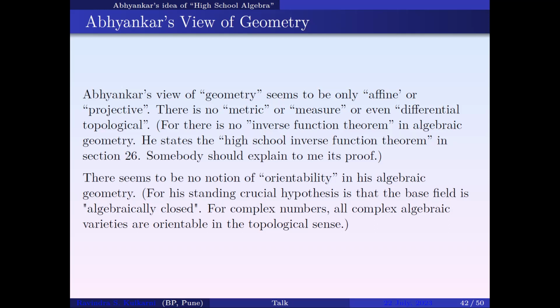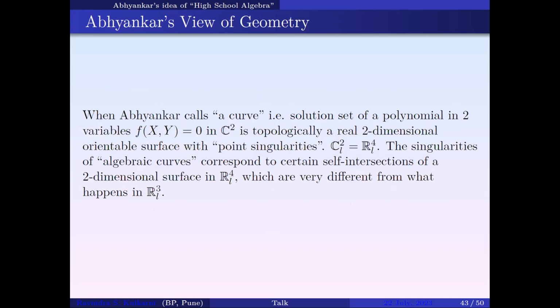Yeah. So when Abhyankar calls a curve a solution of a polynomial in two variables, f(x,y) equals 0 in C^2, a complex curve, that curve is topologically a real two-dimensional orientable surface. And its singularities will be point singularities. This is a very crucial understanding. Now, if you consider the underlying topological space, complex line squared, this curve is in two variables. So complex line squared is real line to the fourth power. And the singularities of algebraic curves that he considers are possible self-intersections. But then the self-intersection is only one point.